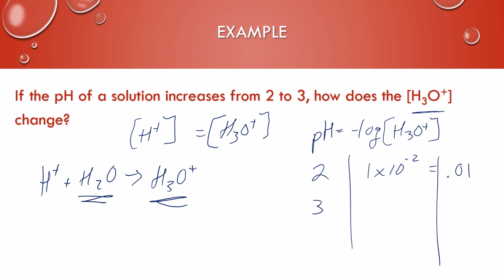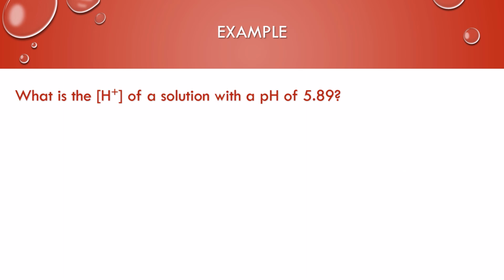If I have a pH of 3, then my hydrogen ion concentration is 1 times 10 to the negative 3, or 0.001. So if the pH increases from 2 to 3, my concentration is decreasing by a factor of 10. You'll also see examples like this: the H plus concentration of a solution with a pH of 5.89, so 10 to the negative 5.89. This gives us 1.3 times 10 to the negative 6th moles per cubic decimeter for my hydrogen ions.